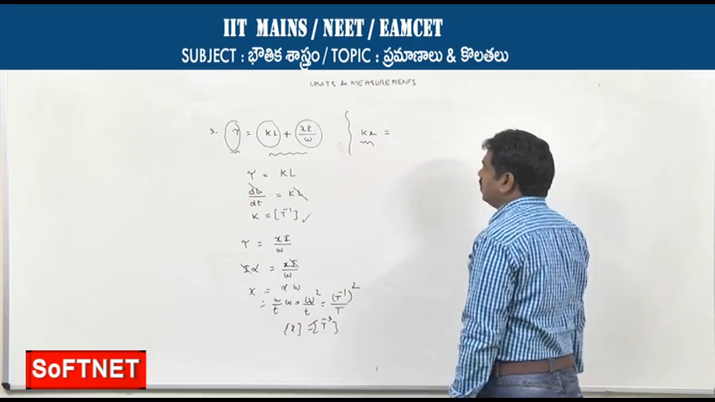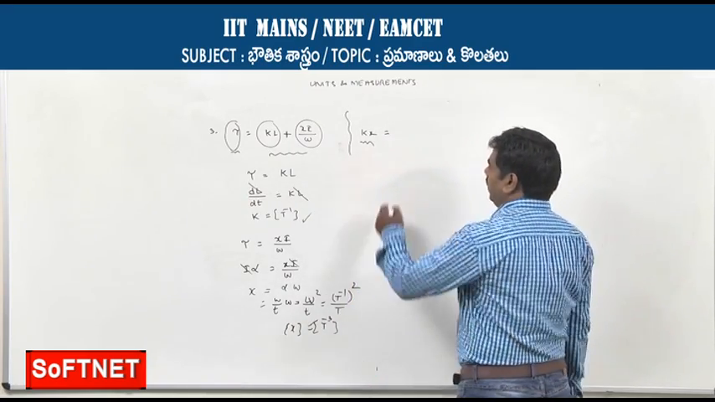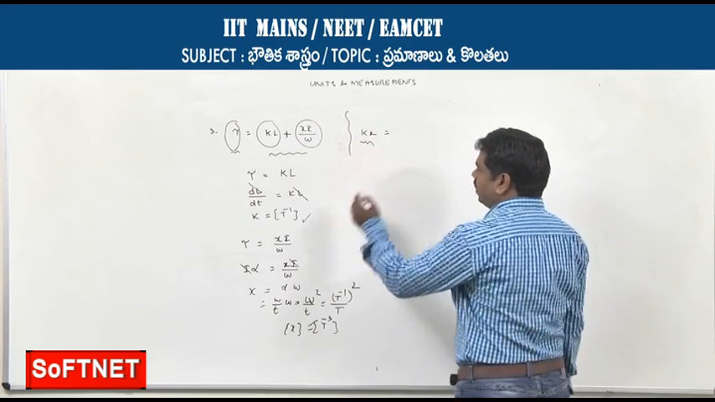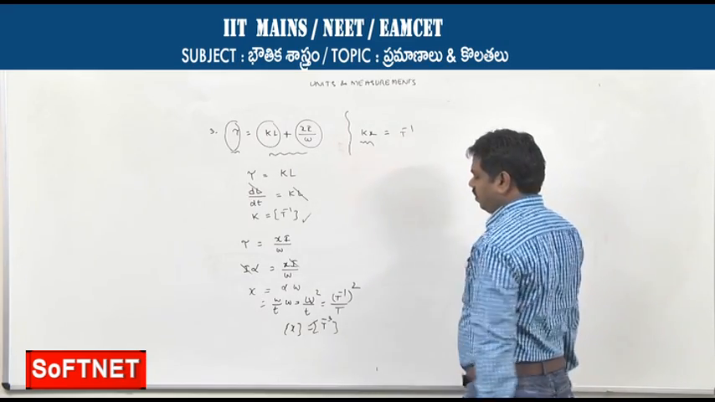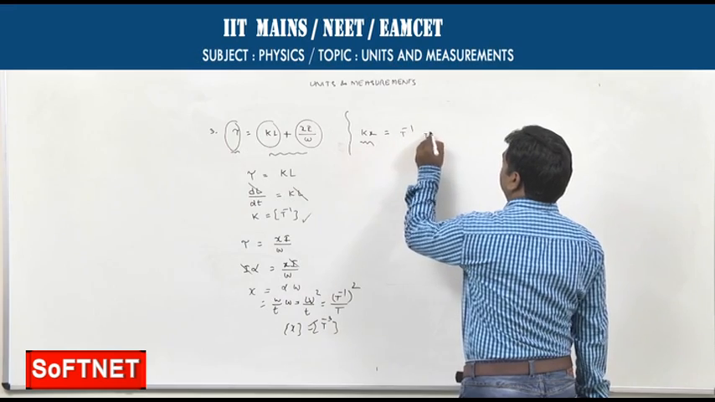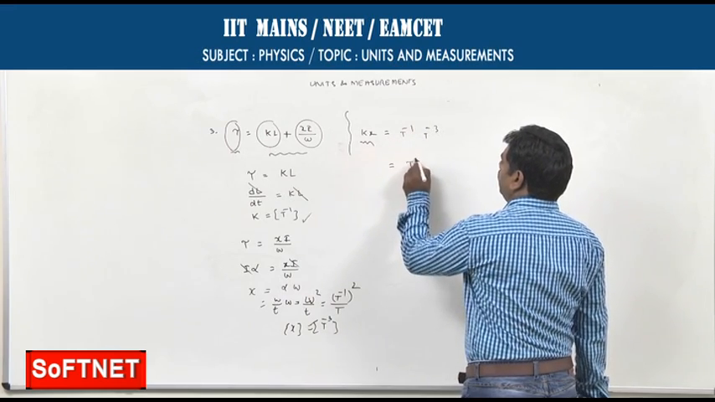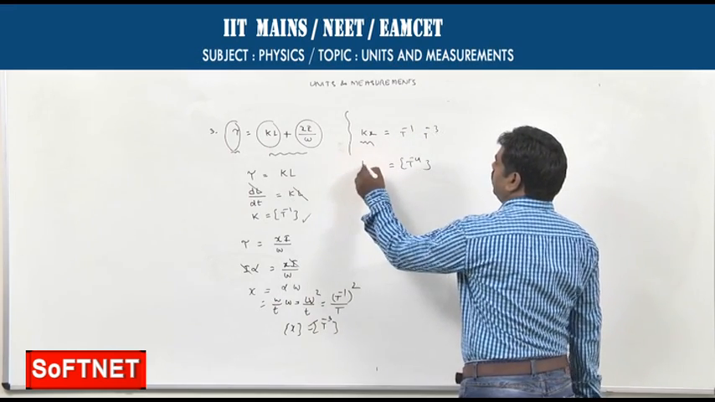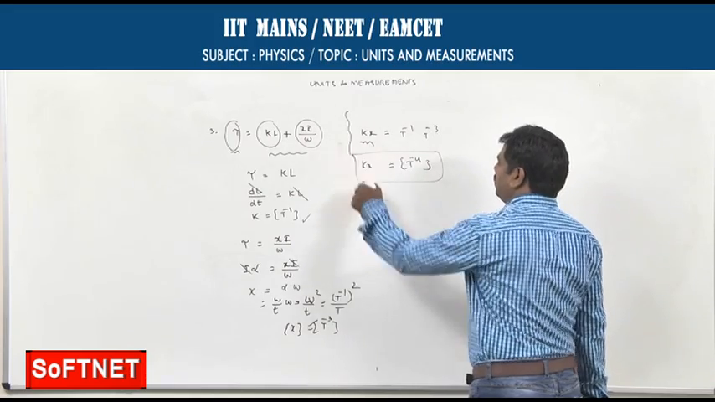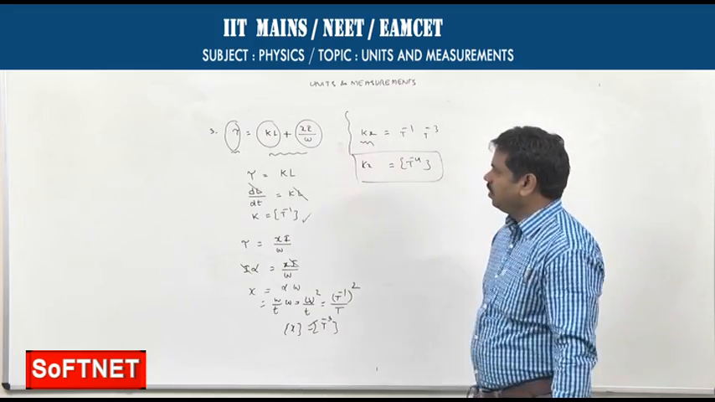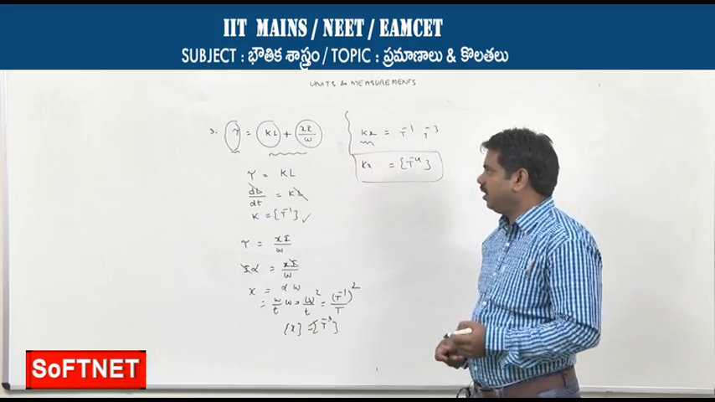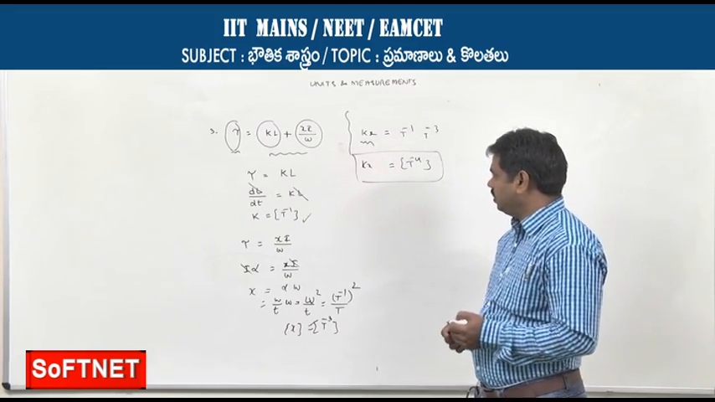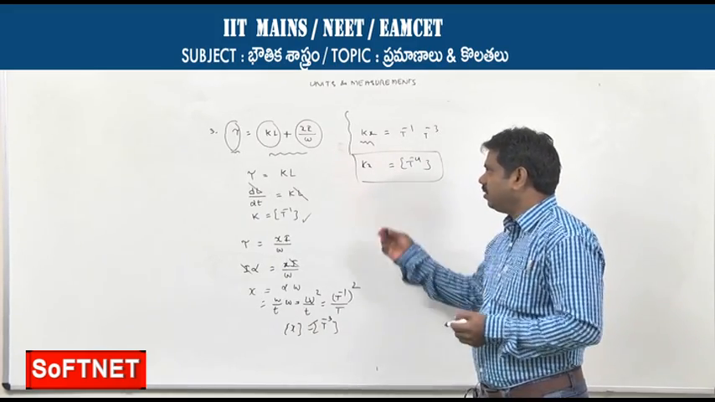Now you are asked what is the dimensional formula of kx. kx is equal to nothing but k, already we got t inverse, and x, we got t power minus 3, and lastly you will get t power minus 4 as the dimensional formula of kx. So like this we can make use of the dimensional analysis for getting the dimensions of different physical quantities.